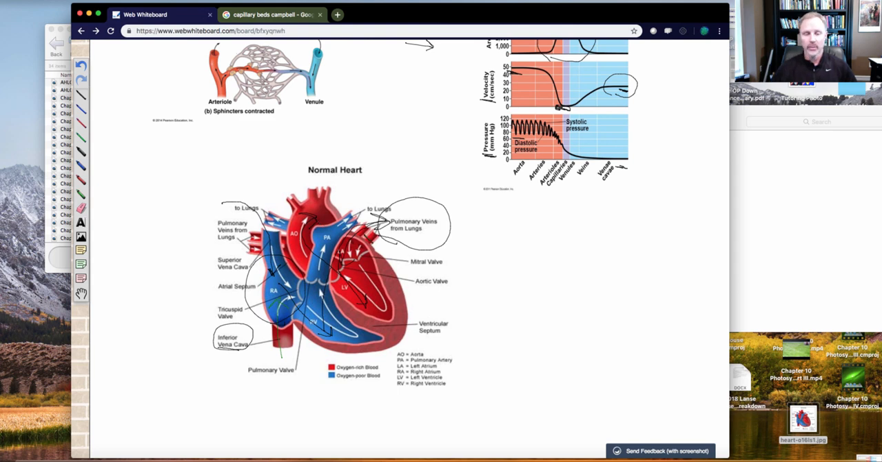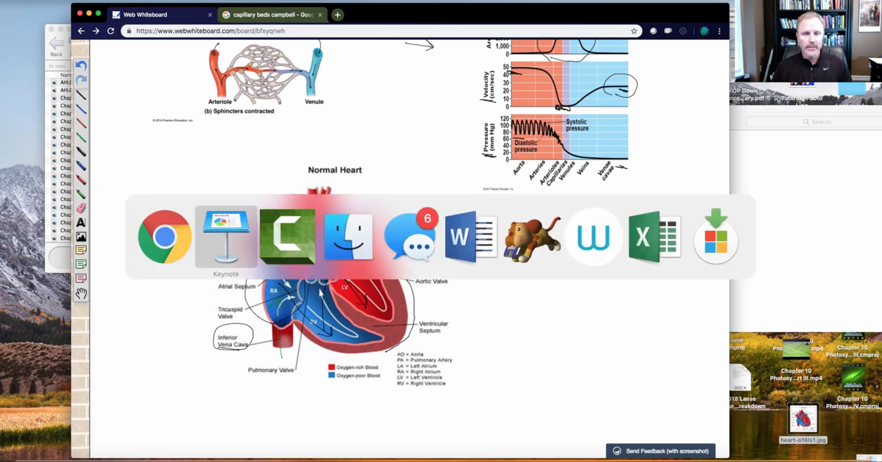And we talked about as well the reason this wall right here of the heart, especially this left ventricle, is so thick is because it's got to pump the blood throughout the entire body. So those are some of the things that we discussed when we were talking about the heart.